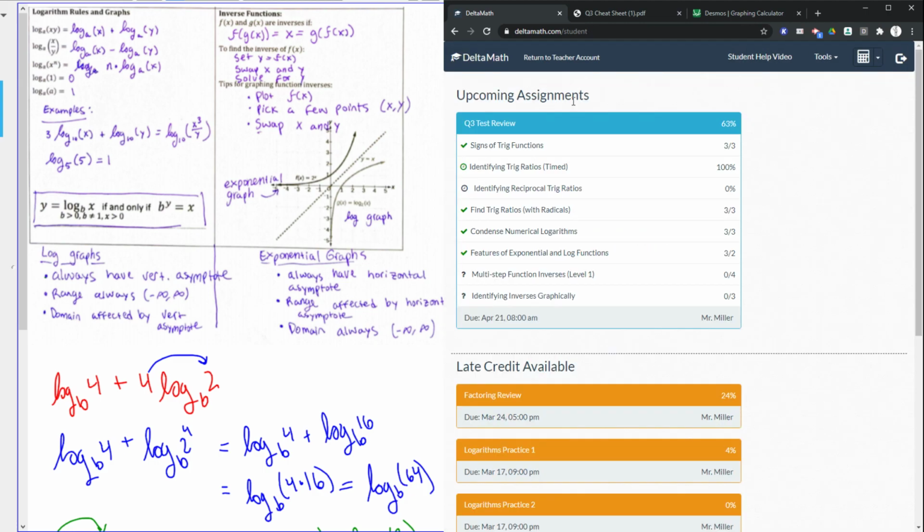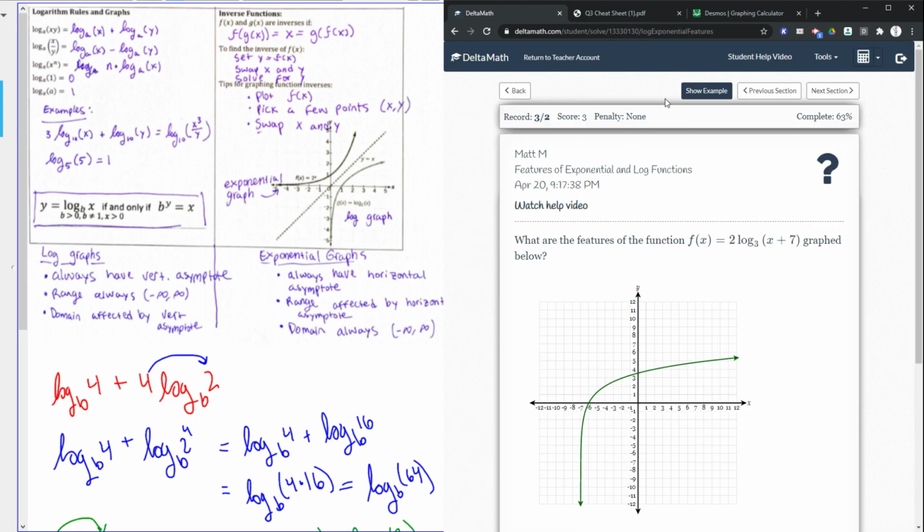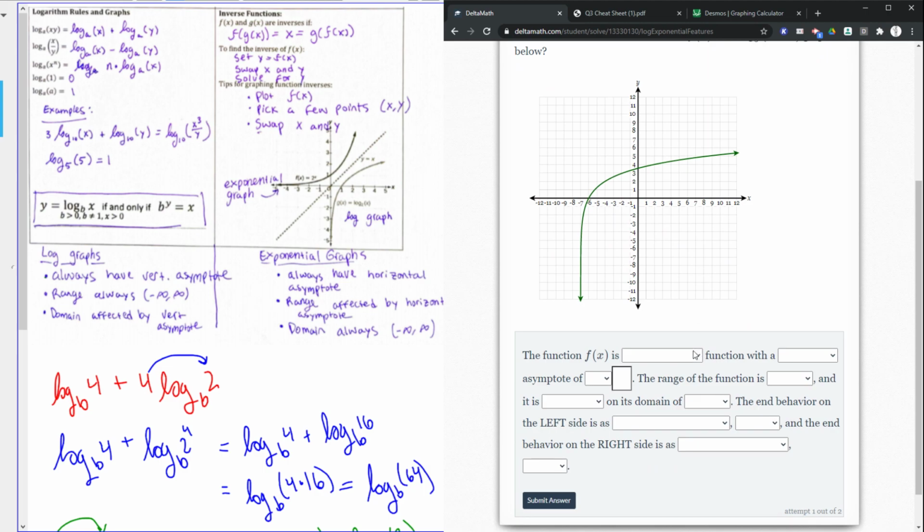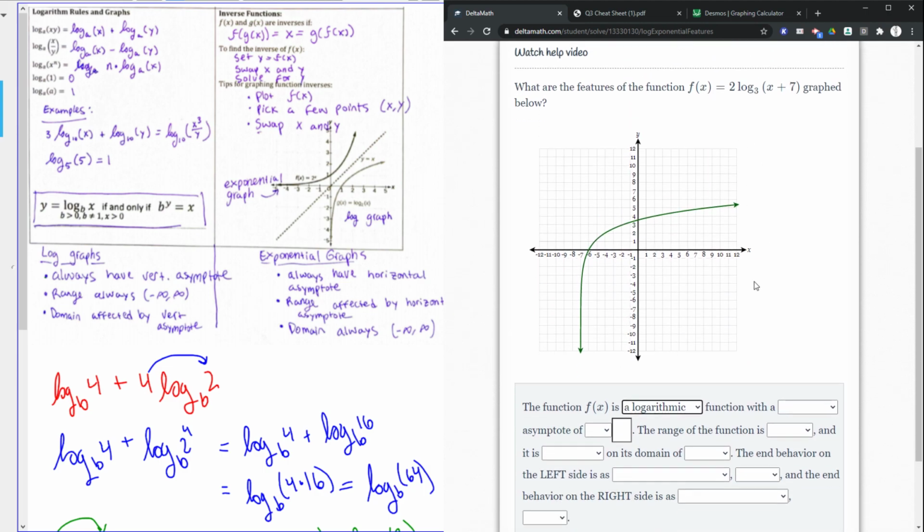Oops. I already did a couple of these. I might as well do one more. Let's see if we can get a, oh, this is fine. This is another logarithm. All right. Logarithmic, I know because it's in the name. Has a vertical asymptote. Logs always have vertical asymptotes. X equals, this time it looks like -7.